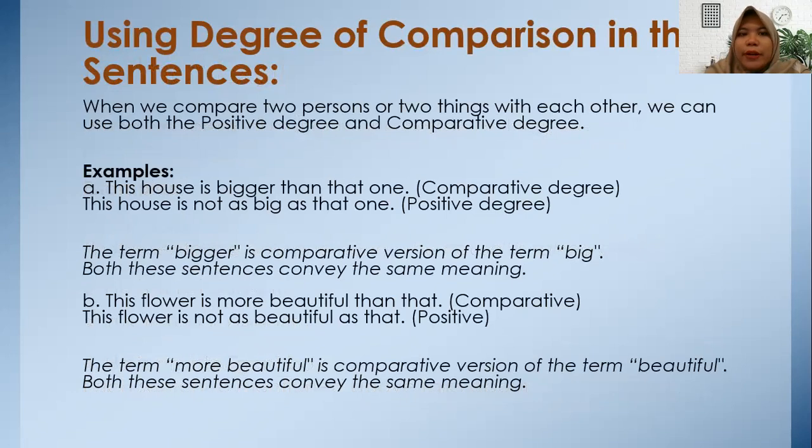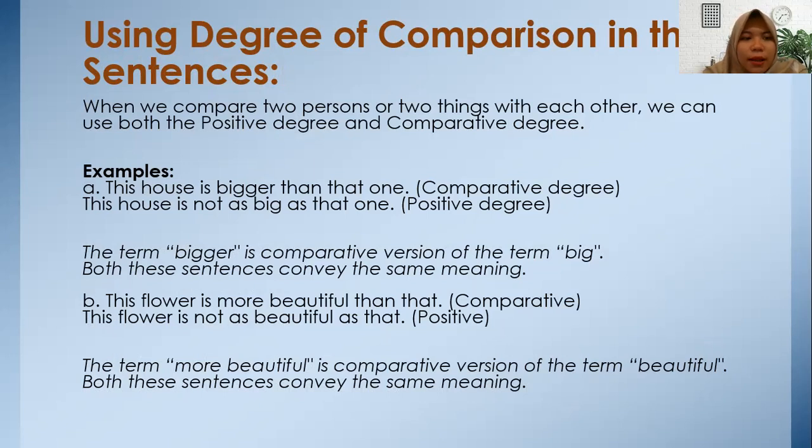Next, when we compare two persons or two things with each other, we can use both the positive degree and comparative degree. For example, this house is bigger than that one. This house is not as big as that one. So this actually has the same meaning. So you can use both positive degree and also comparative degree. It depends on you. The term bigger is the comparative version of the term big. Both these sentences convey the same meaning. It's like my explanation before.